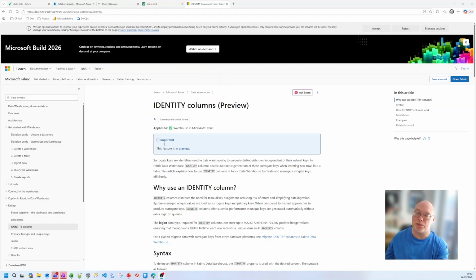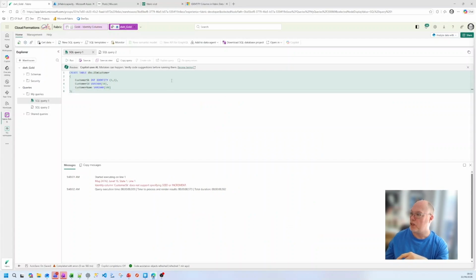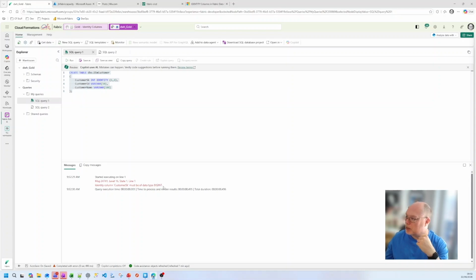So yeah, go to the Microsoft Learn website. It is in preview at the moment, but it seems to be quite reliable. So, right, I'm going to create a table. Okay, I've created tables before with identities. Okay. Customer SK must be a data type big int.